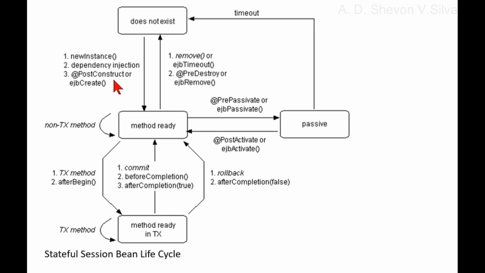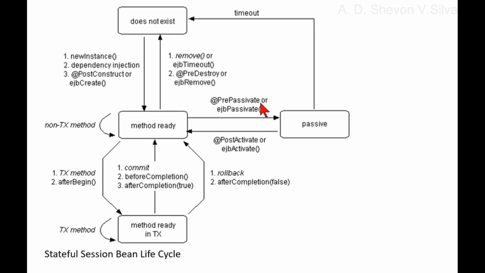The transition from the method ready state to passive state: the container chooses the session bean as eligible for passivation, and the following occurs. The session bean method annotated as PrePassivate, or the EJB passivate method, if defined, is invoked.